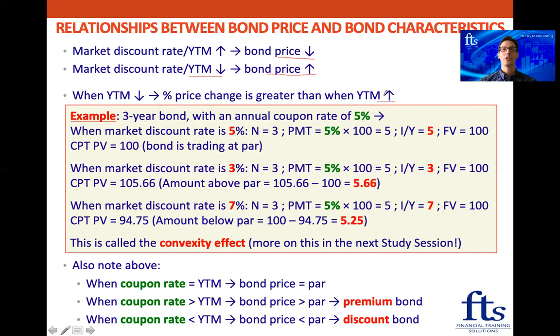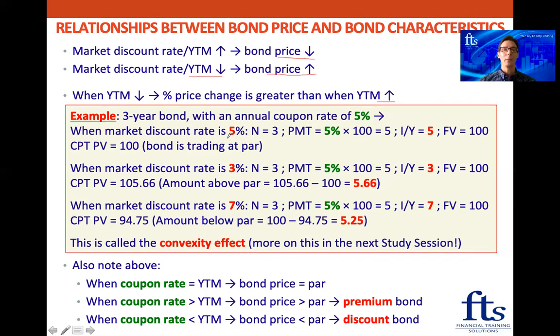And this is actually good news. So when yields go down, the price goes up. So we get a greater amount of price increase than we do price decrease when yields go up. So let's see. We've got a 3-year bond, annual coupon rate 5%, and I put the coupon in green for a reason. We'll see at the bottom of the slide.